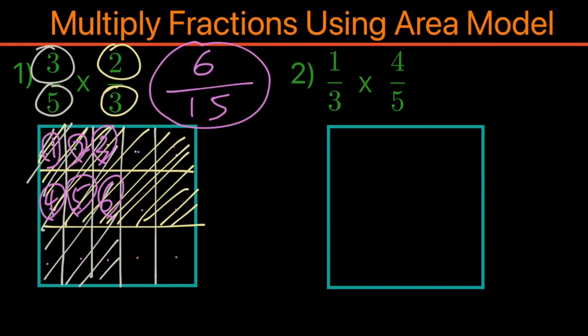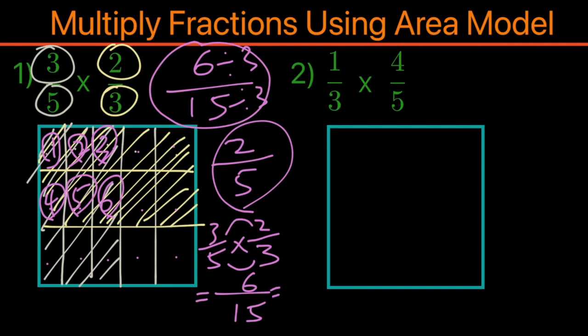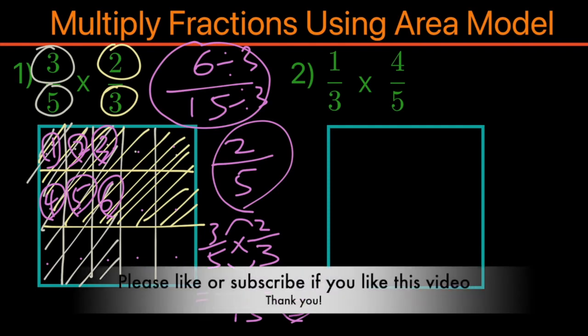Now 6 over 15 can be simplified by 3, so we could also divide this by 3, and so that would be 2 over 5, and that's our answer. Now the answer would come out the same if you were to take 3/5 times 2/3. The normal way would just take 5 times 3, which is 15, and 3 times 2 is 6. And then simplifying it would become 2/5. So the area model method is just another way that you can multiply fractions.